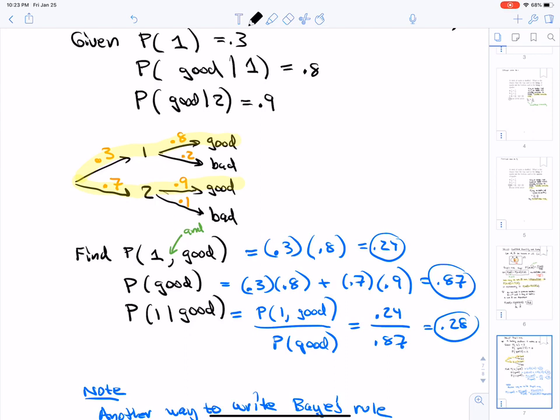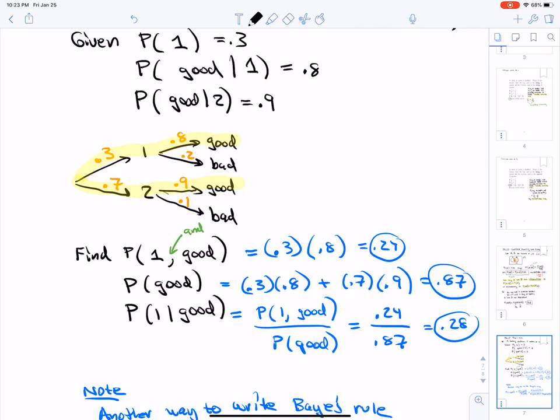So the probability that you have model 1 and it's good, so that would be the top branch, is 0.3 times 0.8. The probability that you're good would be the sum of the 2 yellow branches, because to be good, you can be good in model 1 and you can be good with model 2. And those are mutually exclusive events, so we would add them.